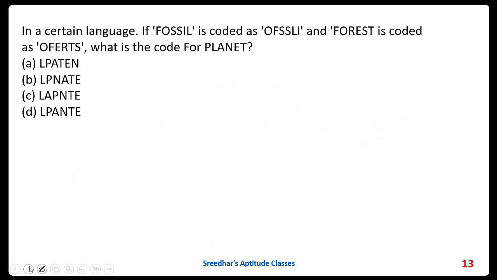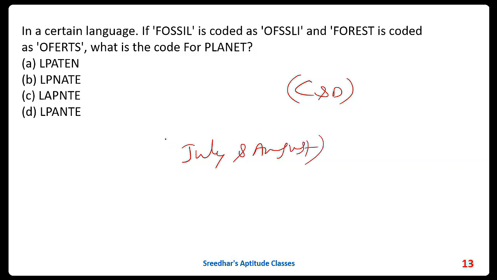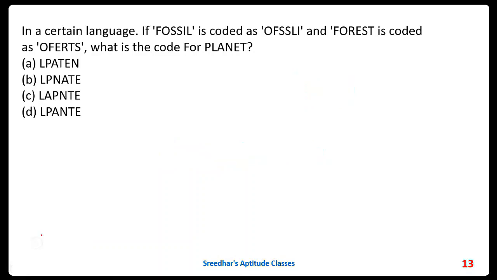Yes. Next question from coding and decoding. All these are July, August Accenture questions asked in different colleges when they conducted the recruitment drive. Here is the next question on the screen. This is also quite an easy question.